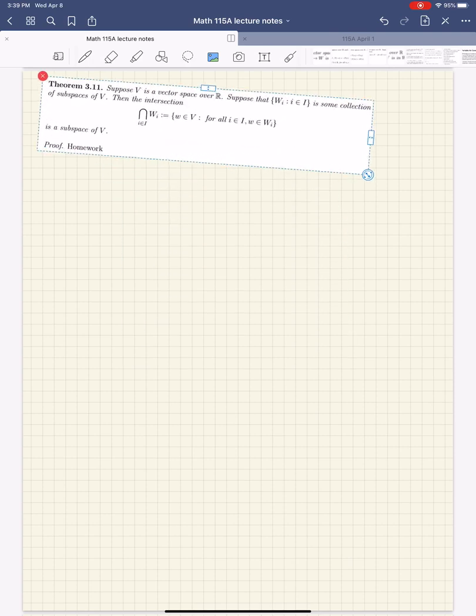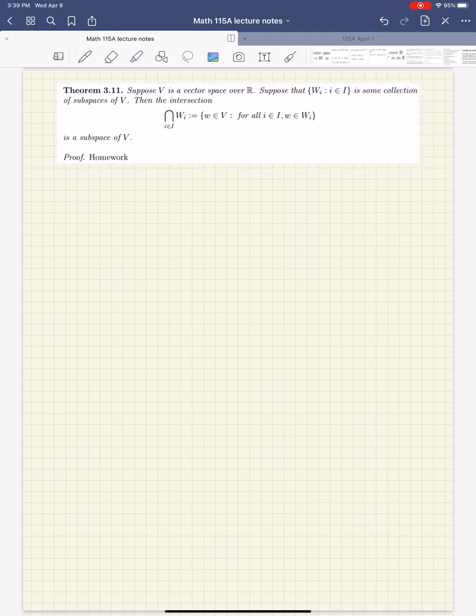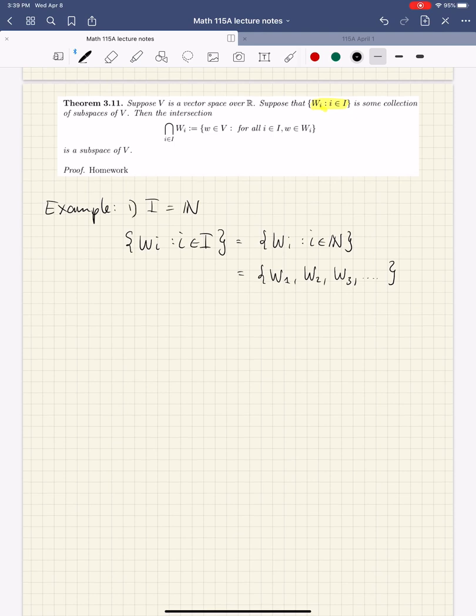Okay. So now we go to our next theorem. The next theorem states that if you take a family of subspaces, and maybe I should say a little bit more, what does this mean? An example for such a family is the following. We could have I equals N, and then W_i for i in N would be the same as having W1, W2, W3, and so on. For each natural number, we get one subspace. This is one example of such a family.